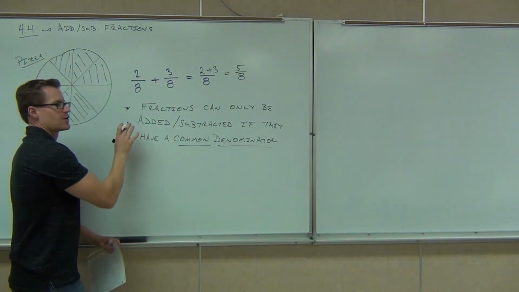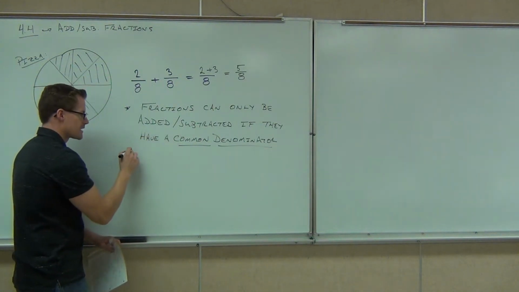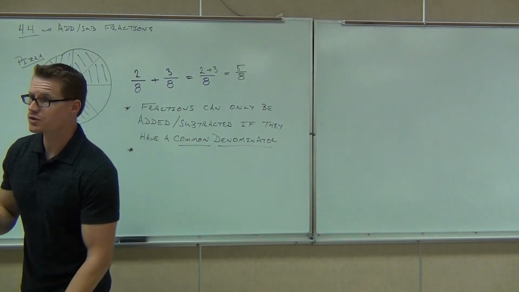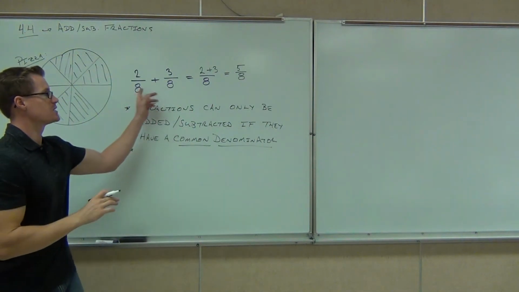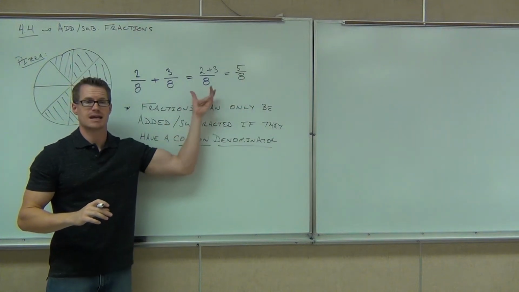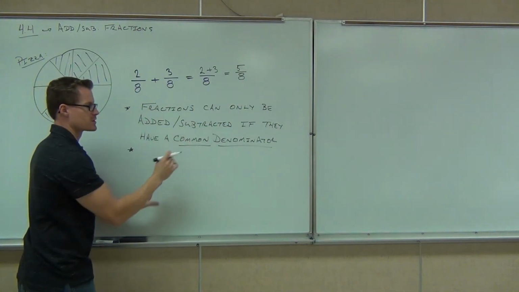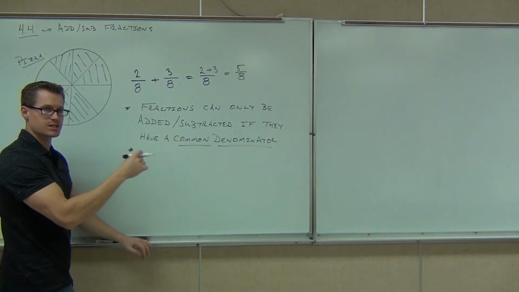So we add our fractions if we have a common denominator, and second thing, the denominator will stay the same when you're adding or subtracting your fractions. We didn't cut the pizza into more slices magically. It stayed 8, 8, 8, 8 the whole way down. So number 1, fractions are added if they have a common denominator. Number 2, the denominator will stay the same.